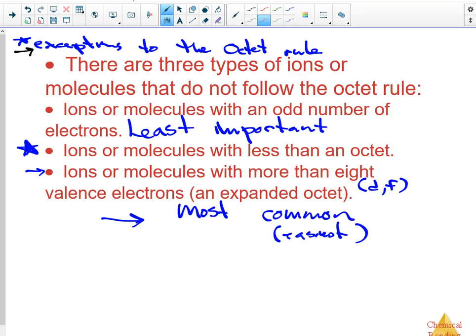The next set is a lot more important than resonant structures were, and this is called exceptions to the octet rule. This should be like not a completely new section because it's still Lewis structures, but it's definitely an important thing.